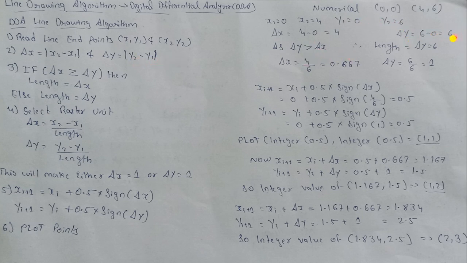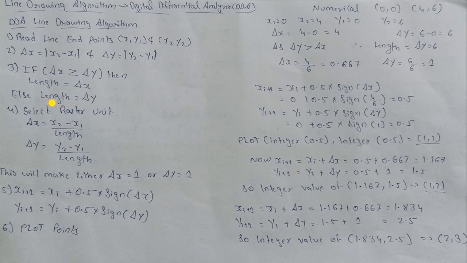Delta y equal to 6 minus 0 is 6. So now we have to find out whether delta x is greater than or equal to delta y or less than. So let's see. Here the delta y value is 6 and delta x is 4, which means delta y is greater than delta x. So the else condition is satisfied. Delta x is less than delta y, so the else condition will be satisfied.